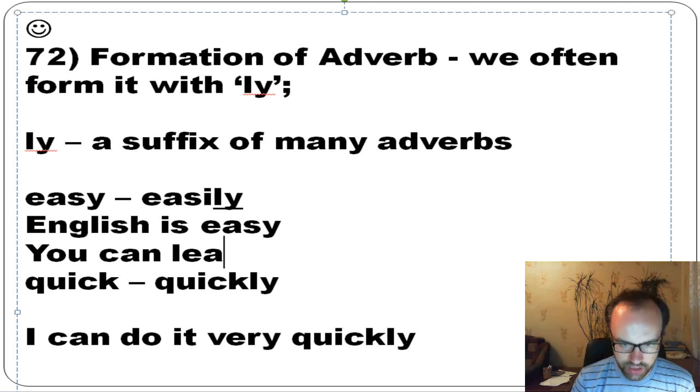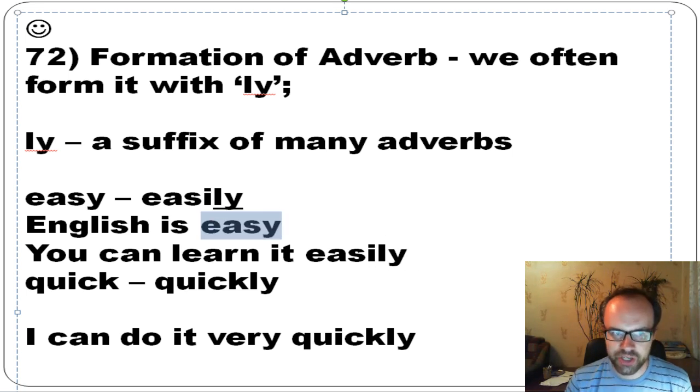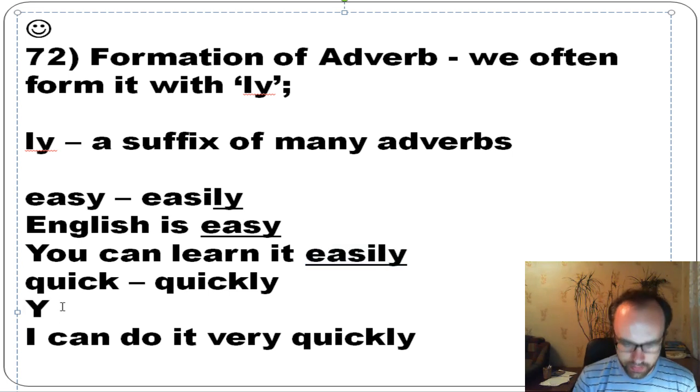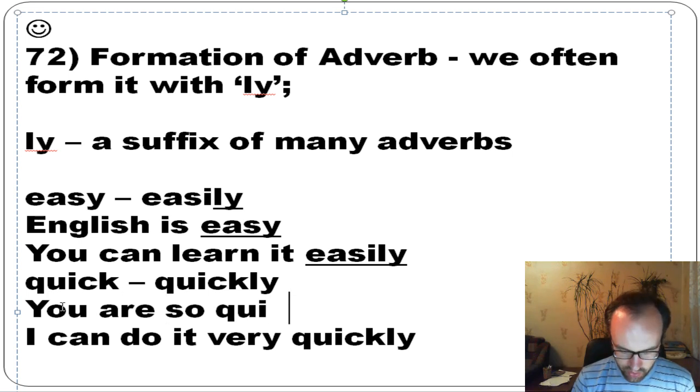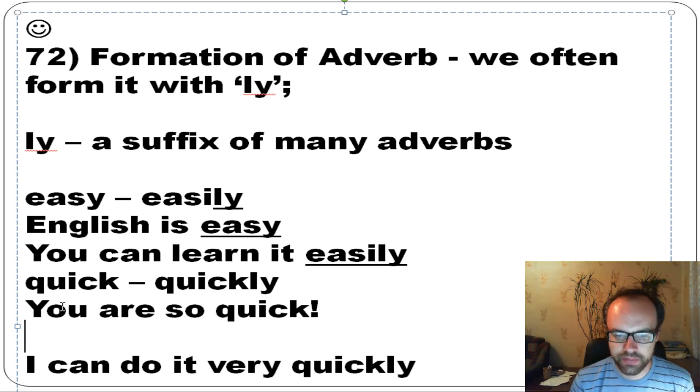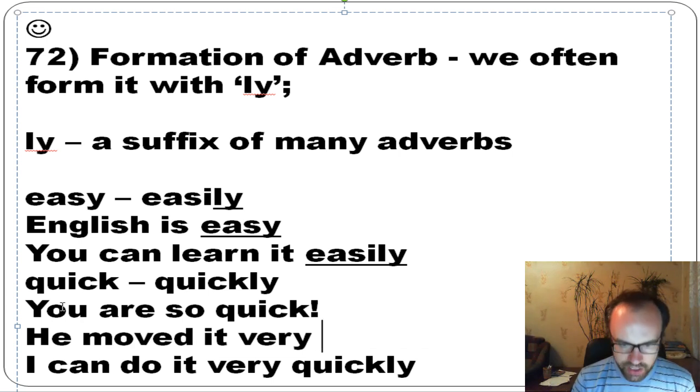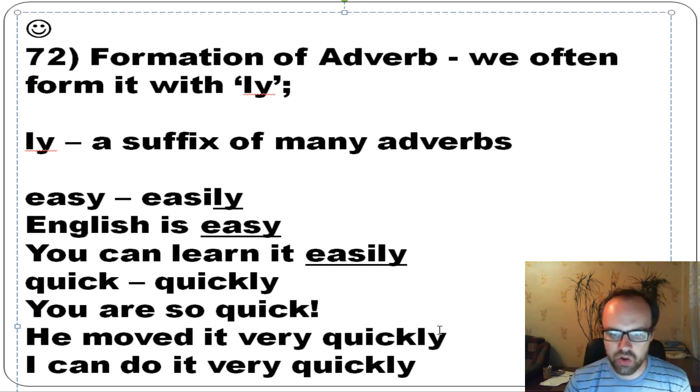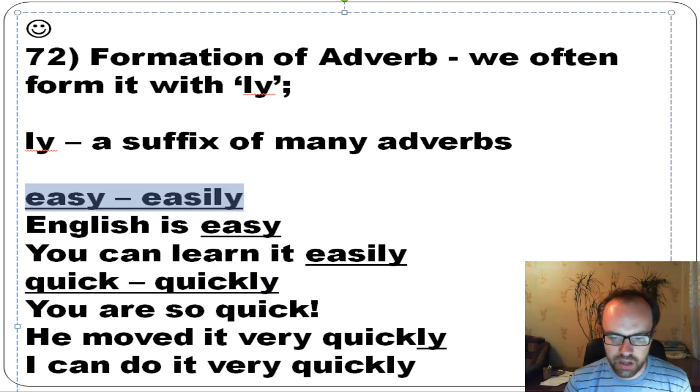You can learn it easily. So easy is an adjective here. English is easy. And easily is an adverb. You can learn it easily. Quick. You're so quick. So quick is an adjective and quickly is an adverb. So he moved it very quickly. So it has the suffix "ly" and it's an adverb, okay? Quick, quickly, easy, easily. I can do it very quickly.